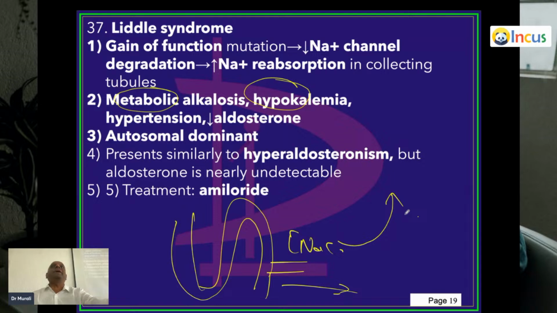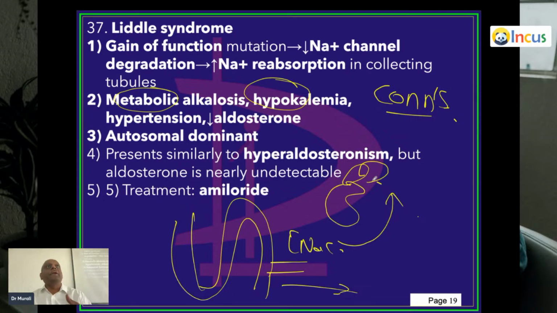But what is the difference between Conn's syndrome and Liddle syndrome? What is Conn's syndrome? Whenever there is an adrenal gland adenoma that leads to hyperaldosteronism, it is called Conn's syndrome. Here, without aldosterone itself, the epithelial sodium channel is open. That is the reason, that retained sodium, what will it do to the aldosterone?